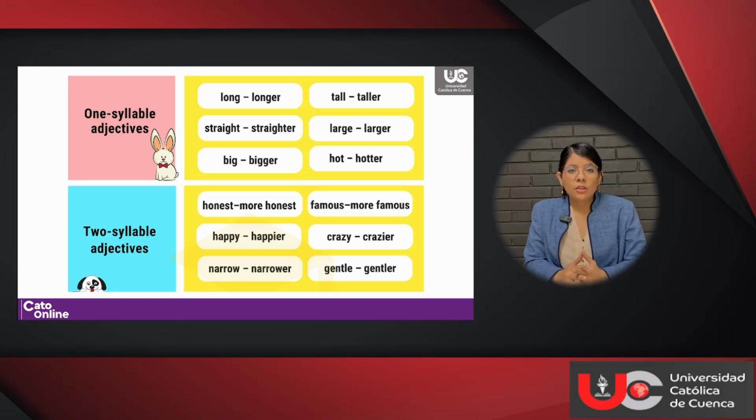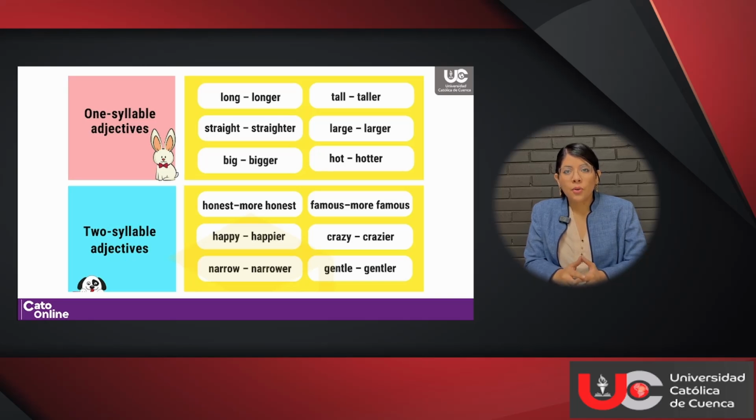However, there are some rules to know exactly which adjective we're going to use to make these comparisons. First, when we have words that have only one syllable, such as long, straight, big, tall, large, or hot, we are going to only add er. So for long, we're going to have longer. For straight, straighter. For big, bigger. For tall, taller. For large, larger. And for hot, hotter.